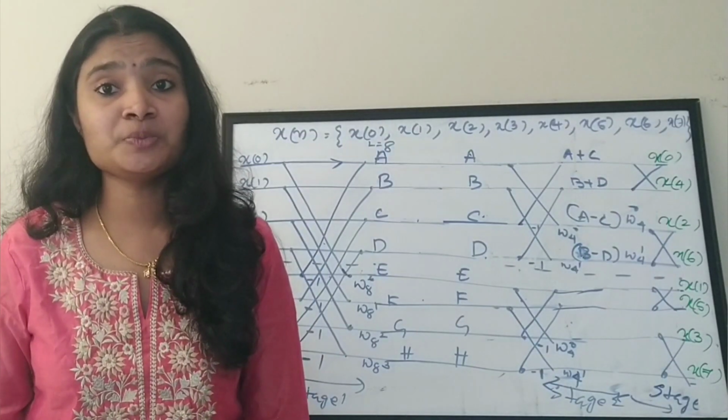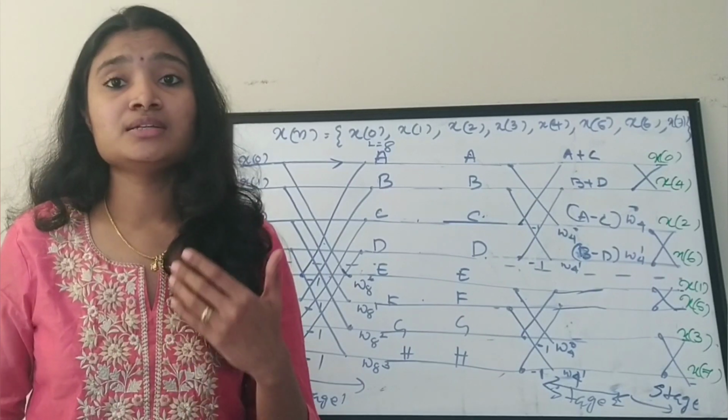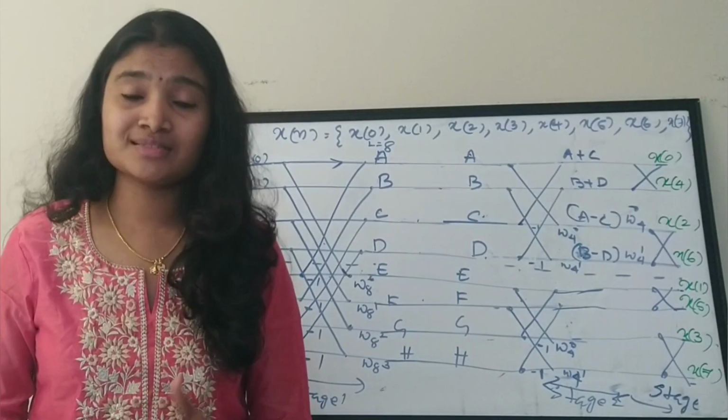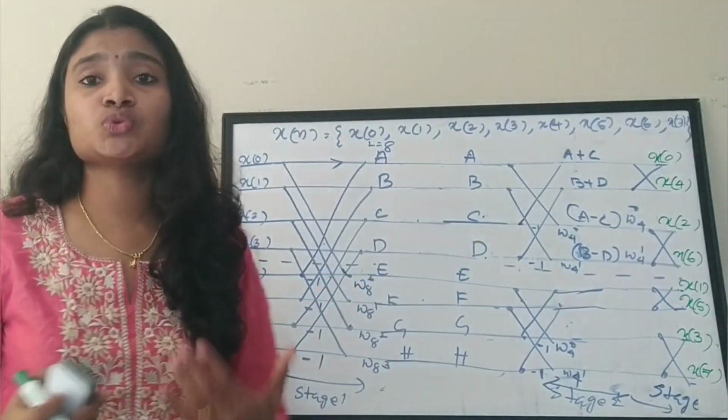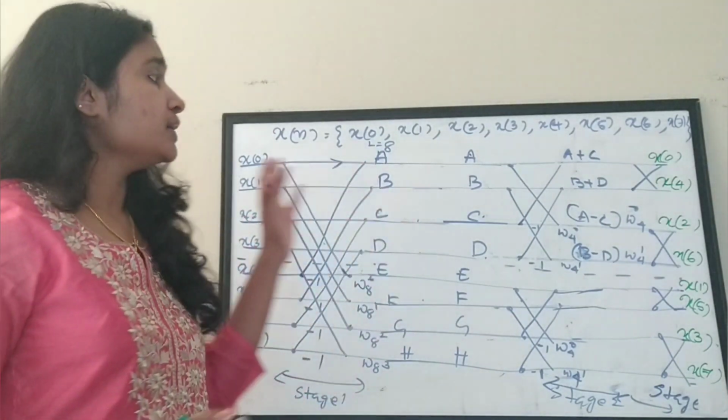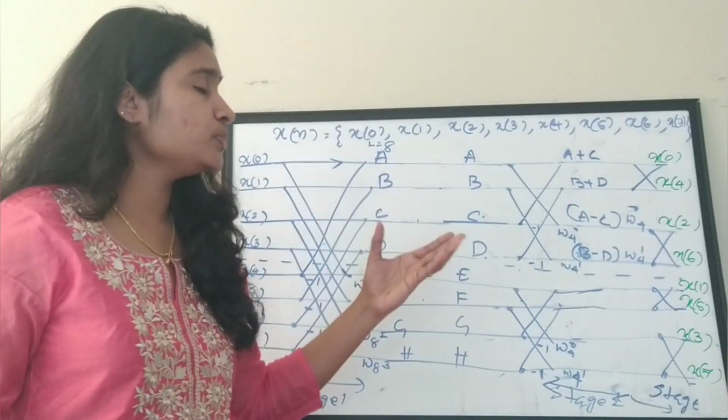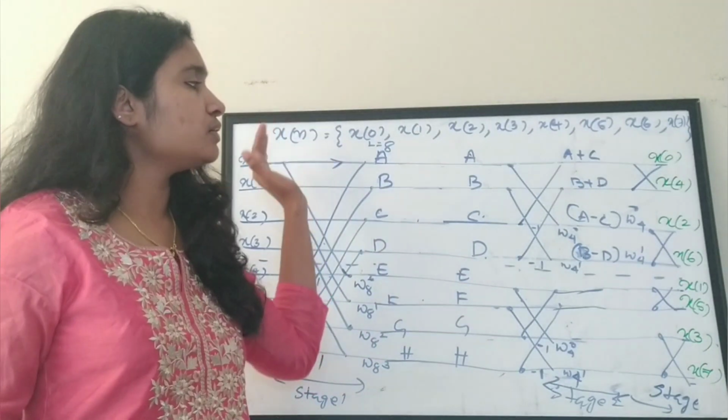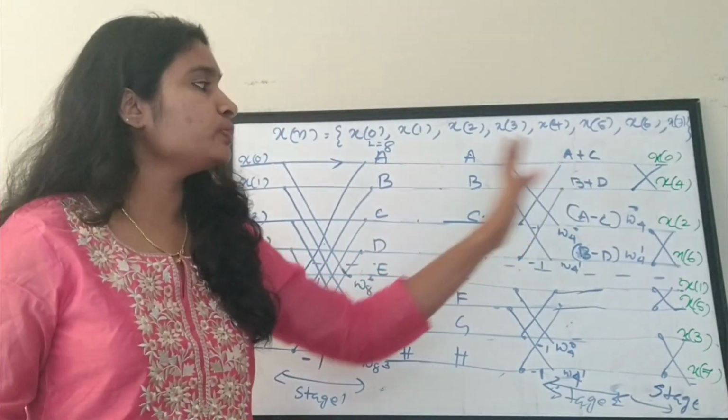So in 99% of your DSP exams, up to length 8 is asked. So this is how you have to draw the stages of the butterfly, and this is how you have to calculate the output, and this is how your input will flow and your output is obtained.